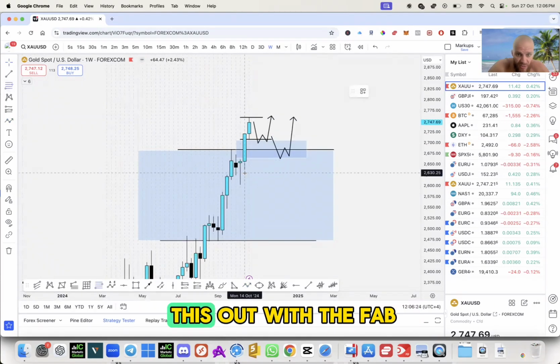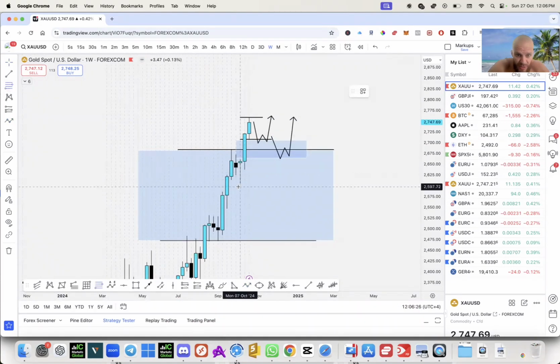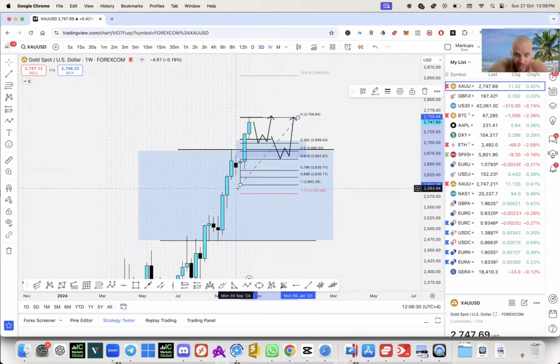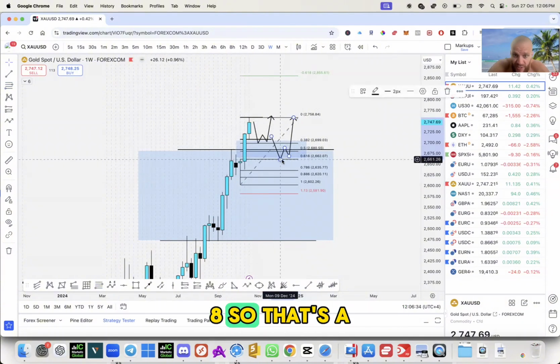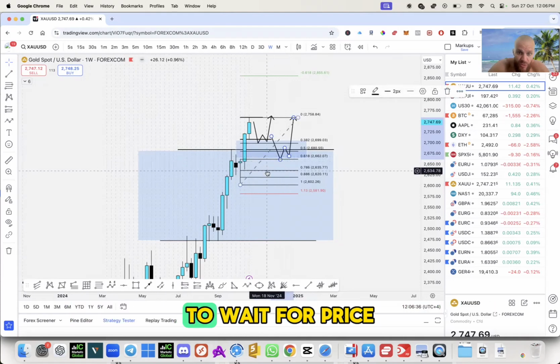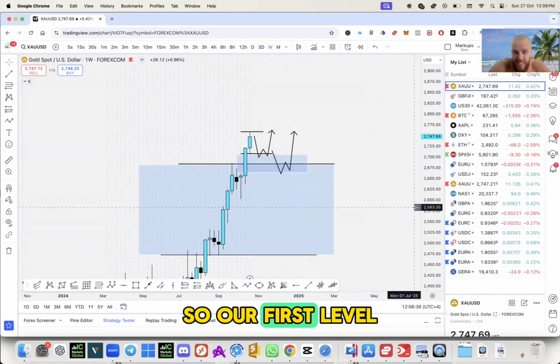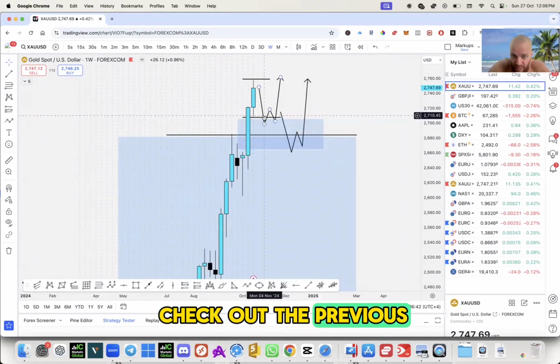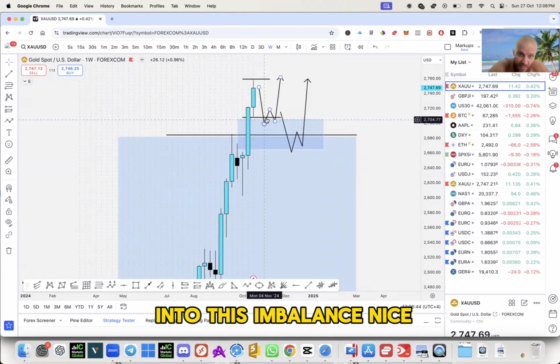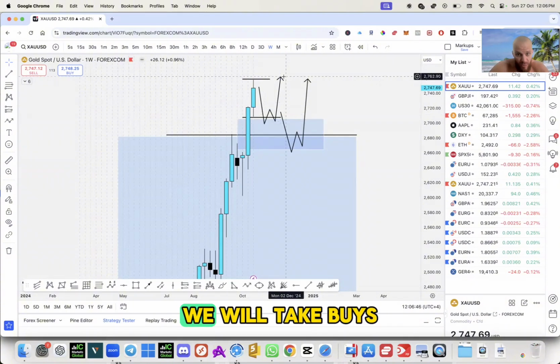So let's quickly measure this out with the fib, this weekly price action range. So this pullback here would be tapping into the 618. So that's a beautiful psychological level as well to wait for price to get to. So our first level that we're going to be looking for reversals from is this level here. Take out the previous weekly low, capture some liquidity, tap into this imbalance, nice reaction, boom. We will take buys up.